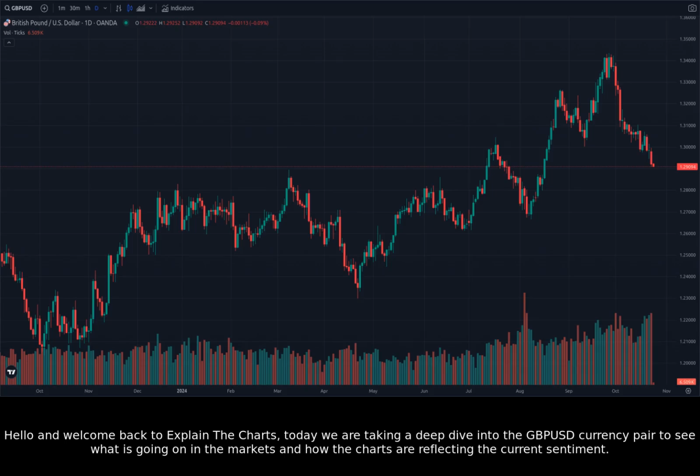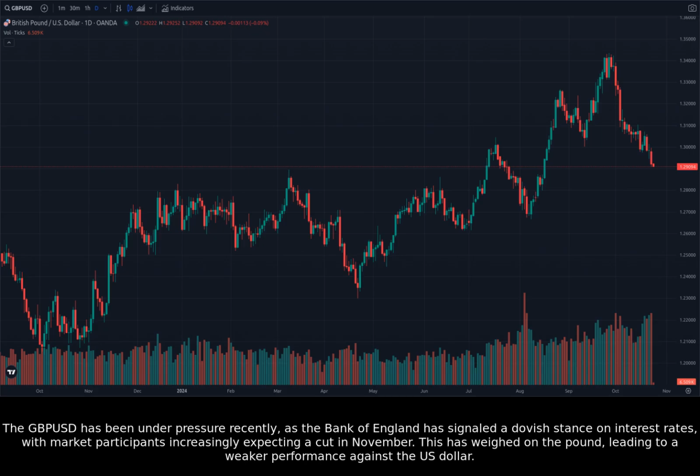Today we are taking a deep dive into the GBPUSD currency pair to see what is going on in the markets and how the charts are reflecting the current sentiment. The GBPUSD has been under pressure recently as the Bank of England has signaled a dovish stance on interest rates, with market participants increasingly expecting a cut in November. This has weighed on the pound, leading to a weaker performance against the US dollar.